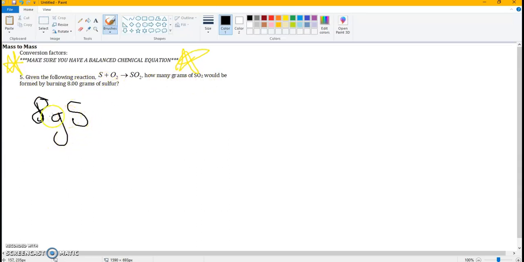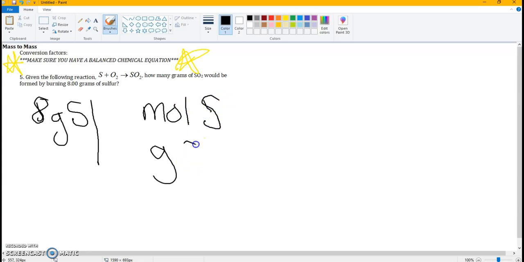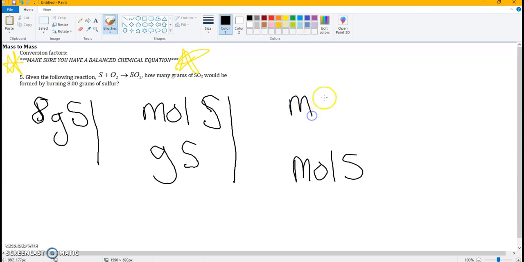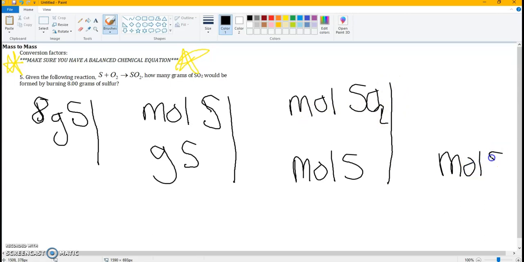I start off with what I have. I started off with 8 grams of sulfur. Now I need to get this into moles first because I have a molar ratio for the coefficients. So I'm going to put moles of sulfur and grams of sulfur so I don't forget which one they are. Then I can go from moles of sulfur to moles of sulfur dioxide. Remember, I have to use moles. I can't do it with grams. Then I go from moles of sulfur dioxide to grams of sulfur dioxide.